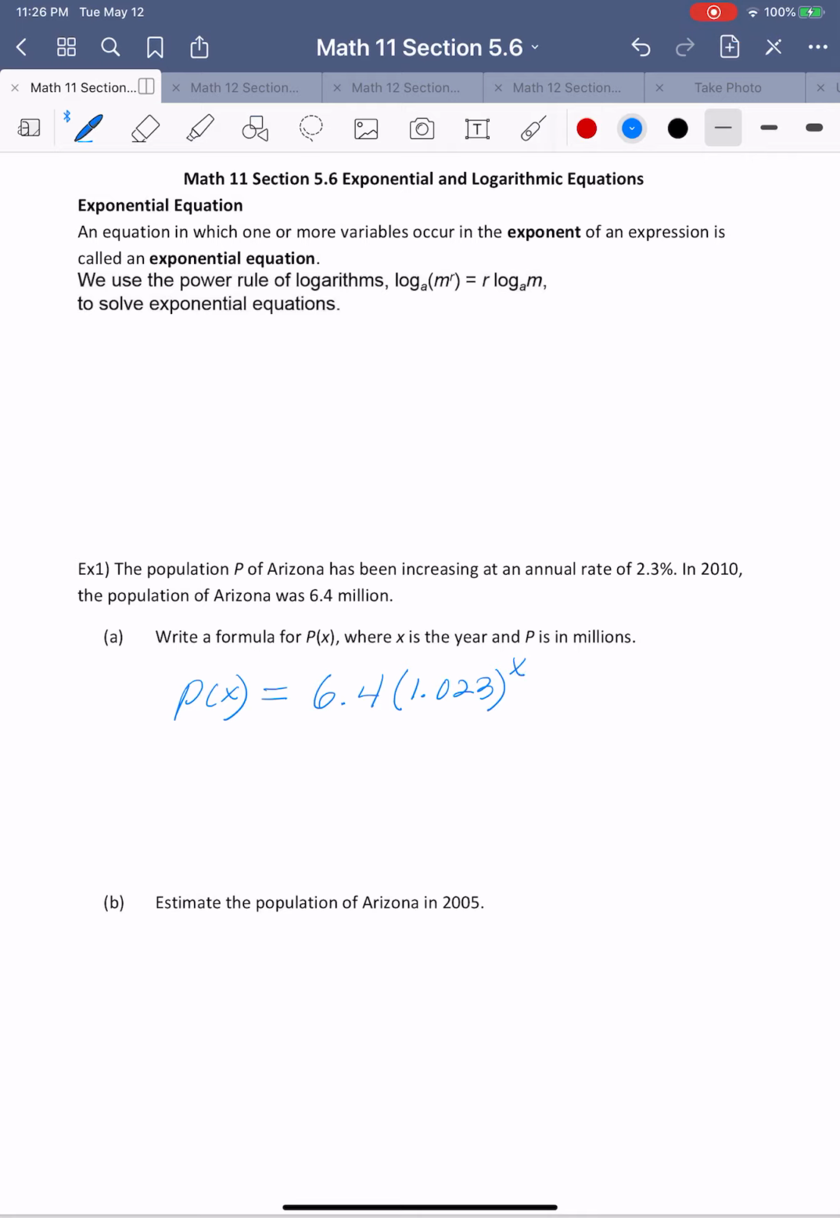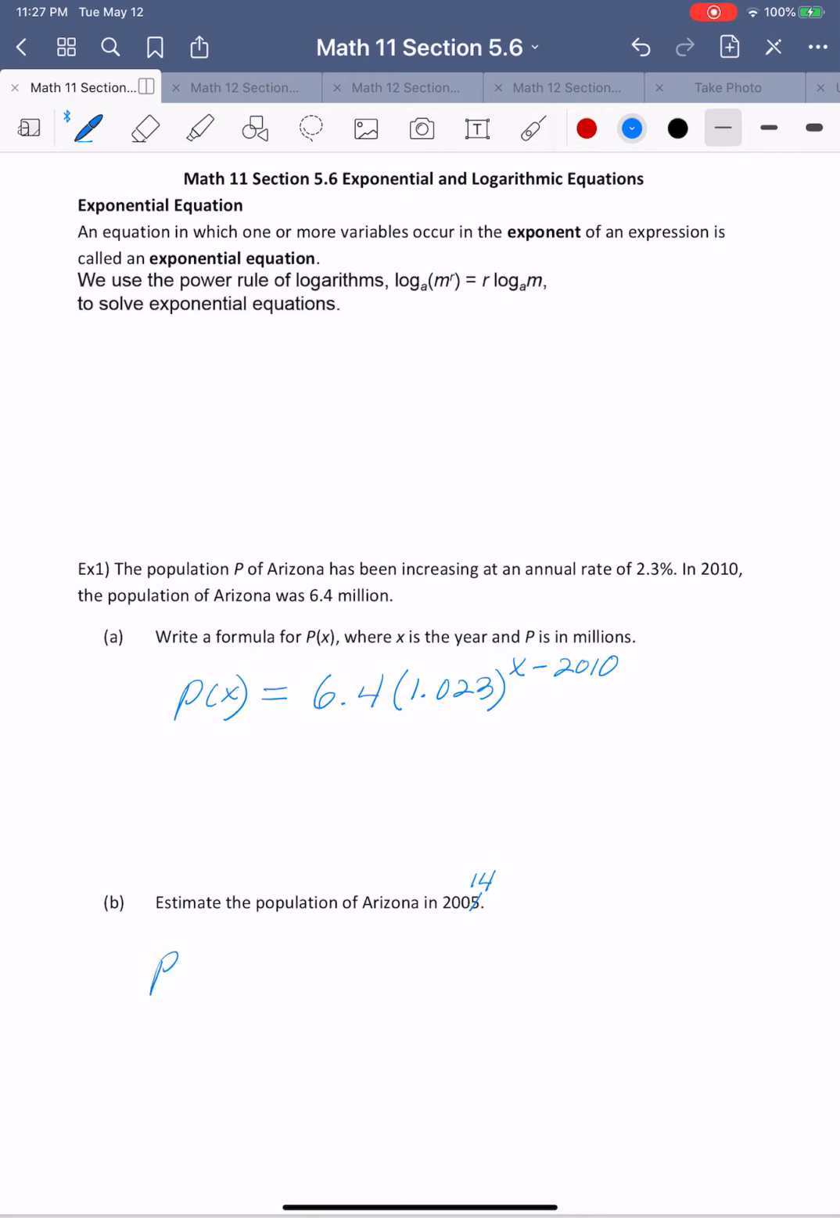If I just put x, zero would mean year zero, but we start from 2010, so I will subtract 2010. So 2010 becomes zero, and 2011 becomes one. Now I'm going to estimate the population of Arizona in 2014. This must be 2014, a typo. We don't want to look at the past.